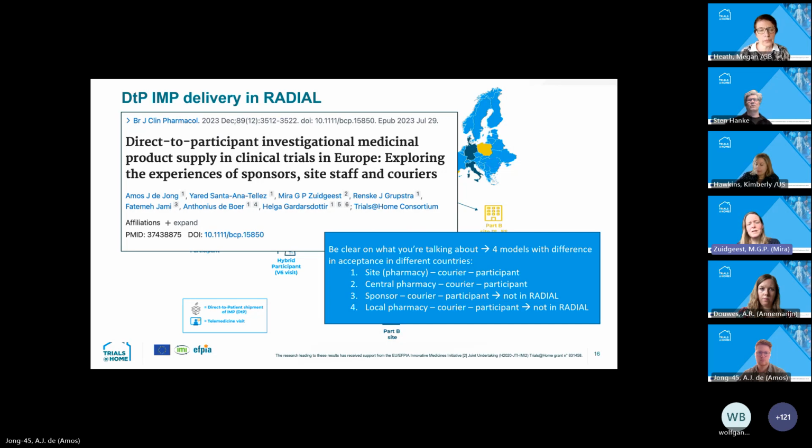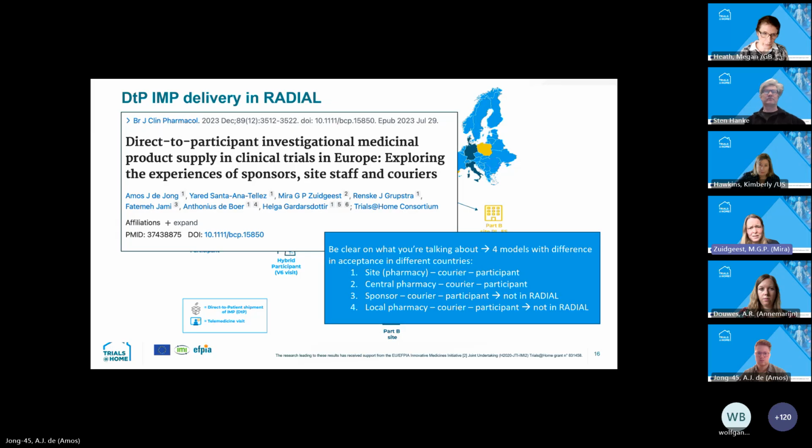And what we figured out is that we need to be very clear on what we are talking about. There's 4 models that you can use with different acceptance in different countries. So you can either go from site through courier to participant, which is basically accepted everywhere, or central pharmacy to courier to participant, depending on where the central pharmacy is located. Sponsor courier participant, we did not do that in Radial, and we got quite some pushback on that, where we realized we had miscommunication. And then the other one is from local pharmacy to courier to participant. Again, not something we did within Radial.